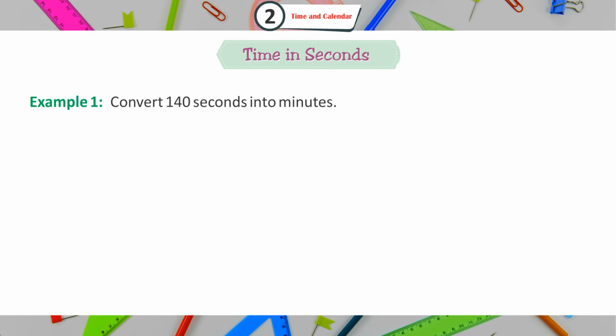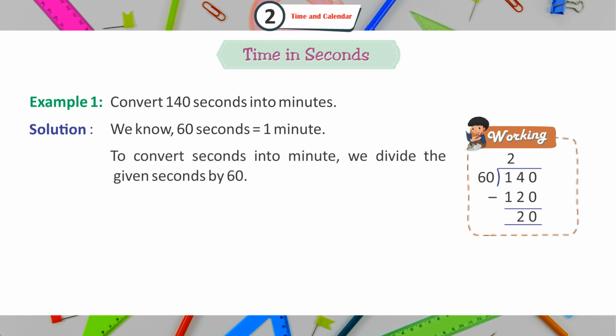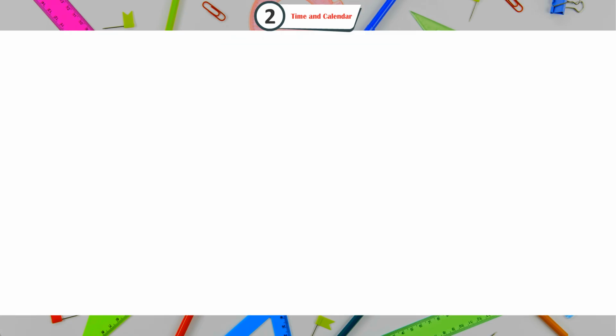Convert 140 seconds into minutes. Solution: we know 60 seconds is equal to 1 minute. To convert seconds into minutes, we divide the given seconds by 60. Hence, 140 seconds is equal to 2 minutes 20 seconds.